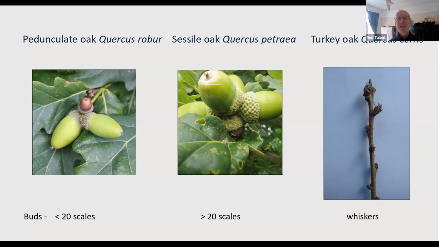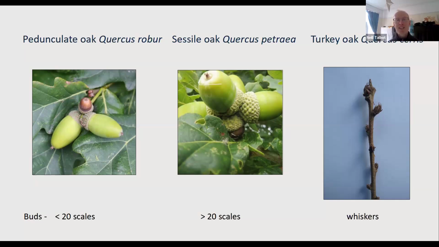So sessile oak is so called because sessile means unstalked, and that refers specifically to the acorns. You can see from this picture that the acorns are all clustered together right next to the leaf, and they don't have a stalk on them. But the pedunculate oak has a long stalk on it. So that is one way of differentiating them.